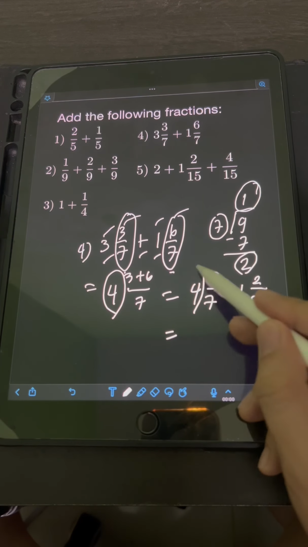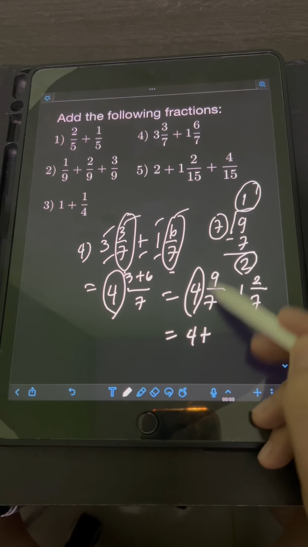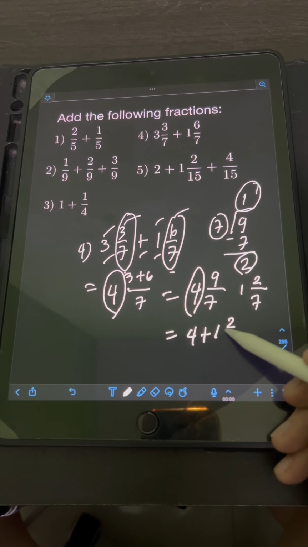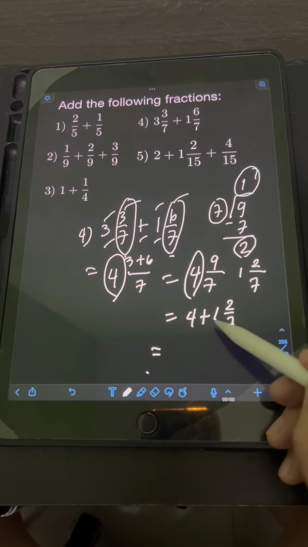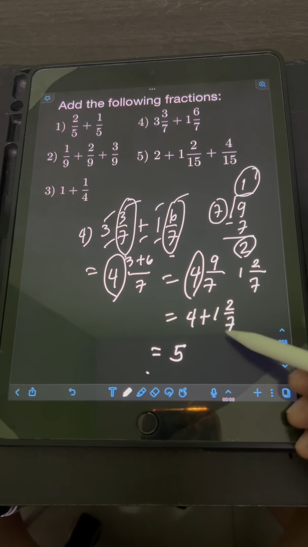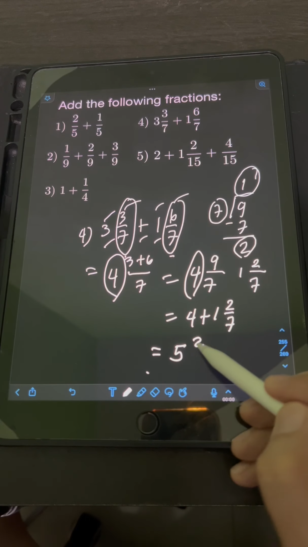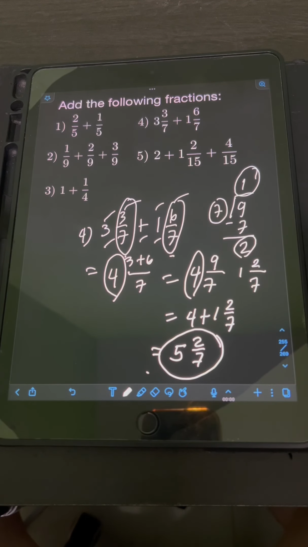So therefore, we can add 4 plus 9 over 7, which is 1 and 2/7. So we can just add the whole numbers. 4 plus 1, that's 5. And then just affix the fractional part, which is 2/7. So the final answer is 5 and 2/7.